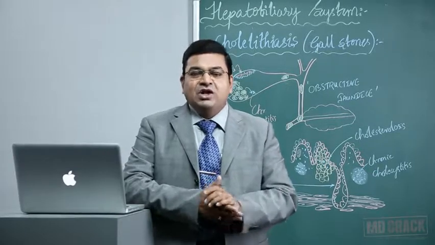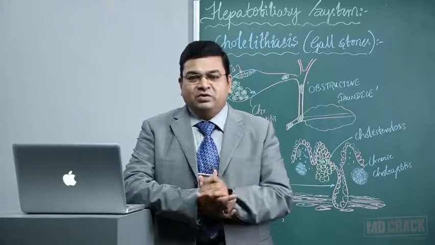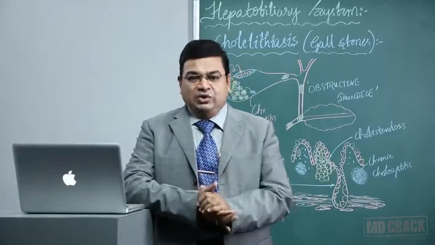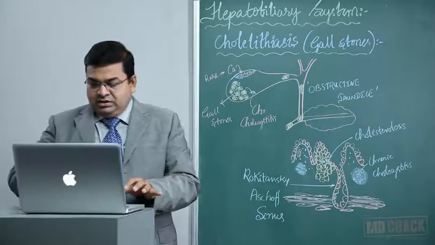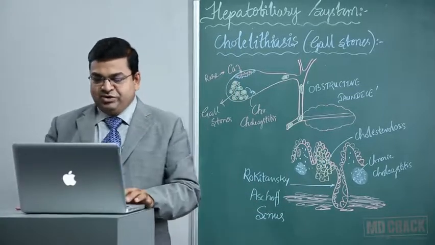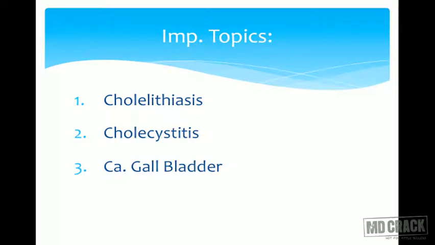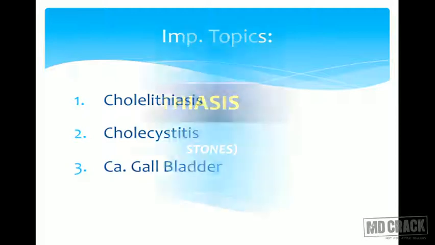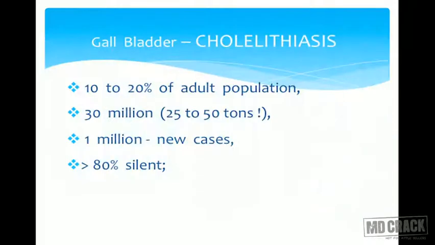So let us have a look at how gallbladder stones are formed. What is the pathogenesis of cholelithiasis? We will have three important topics under this: cholelithiasis, which can induce cholecystitis. Rarely, very rarely, even carcinoma of the gallbladder can occur due to these stones. Around 10 to 20% of the adult population will be affected with gallstones. So don't think it is rare, it is very, very common.